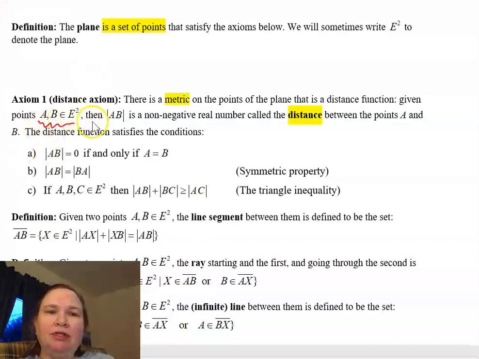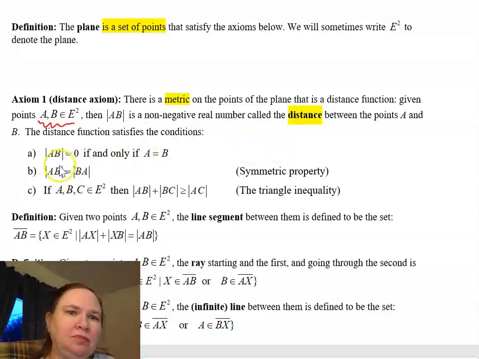If I have any 2 points in the plane, then there's this number. It's a function of A and B, and it gives as its output a non-negative real number called the distance. So non-negative, it can't be a negative real number. It can be 0. It can be positive. And that distance function has to satisfy these conditions, which are the ones we discovered when we were writing down properties that it made sense for a distance function to have.